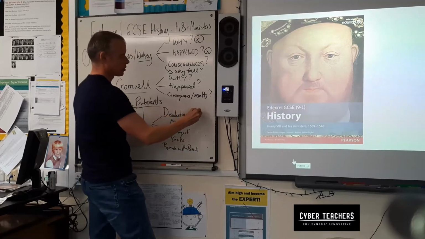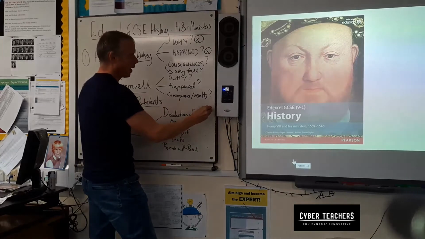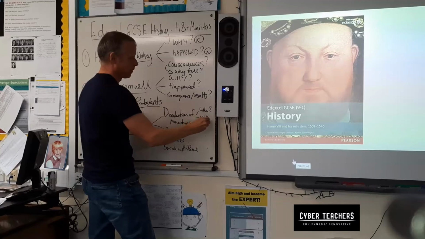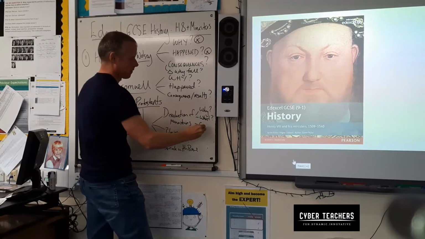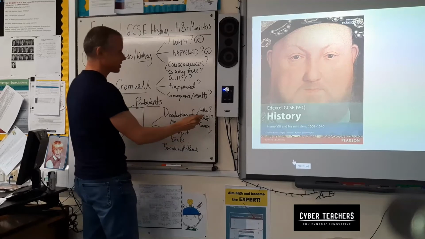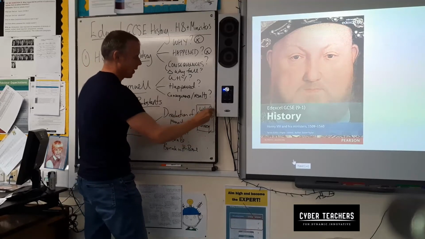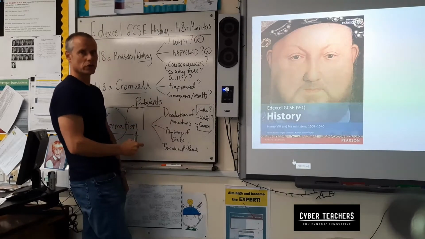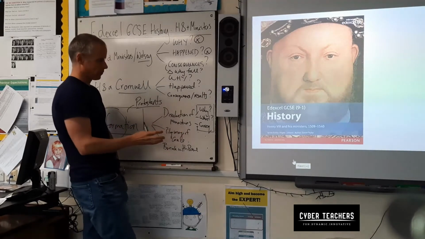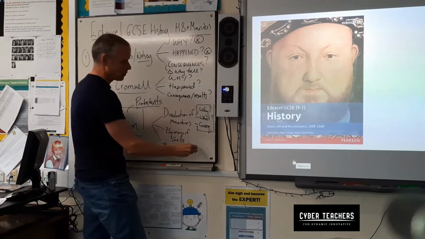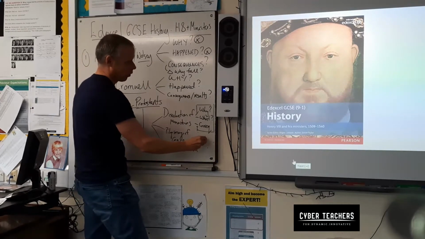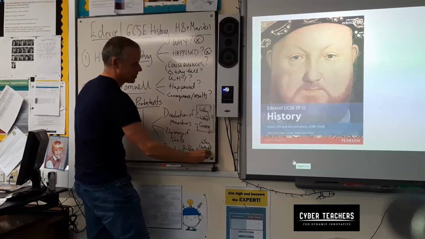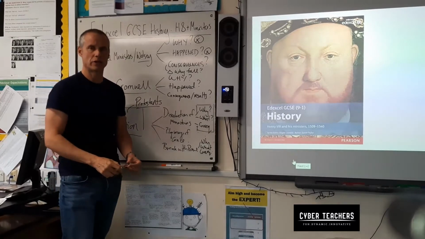The dissolution of the monasteries. Why did that happen in the first place? What actually happened? And the consequences. If I can learn, even in a simplistic way, those aspects, that's going to cover me for any exam question that's going to be targeting the dissolution of the monasteries. I would repeat that for the Pilgrimage of Grace. The break with Rome is slightly different. Why, what, and to an extent, consequences. And this is the format that I'm basically going to be adopting.